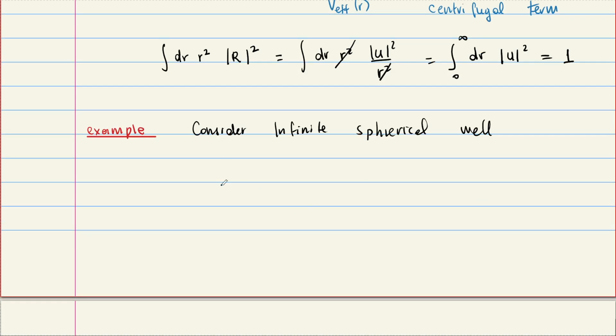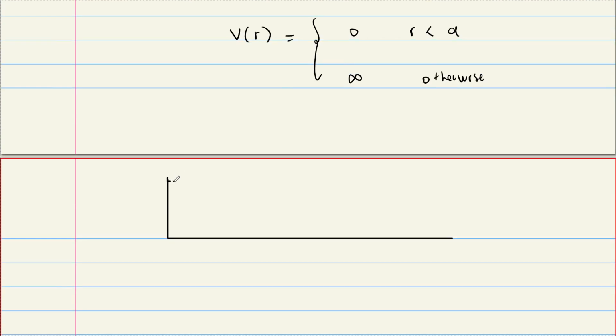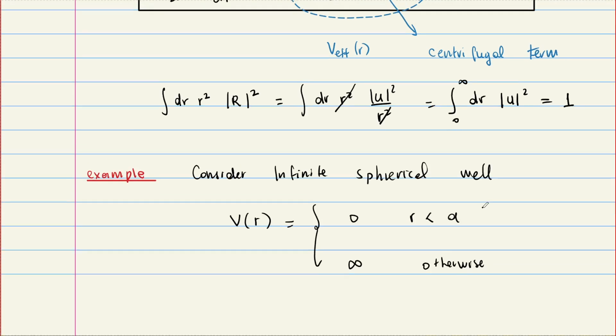In the infinite spherical well, the potential is a function of r, and it is 0 if r is less than some radius a, infinity otherwise. So let's try to solve this. Here's my coordinate system. Inside, V is equal to 0. Outside, V is equal to infinity. And this is R.